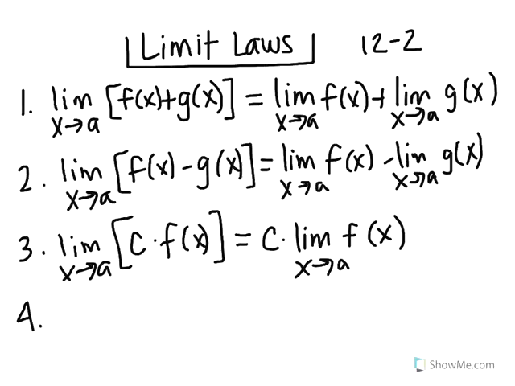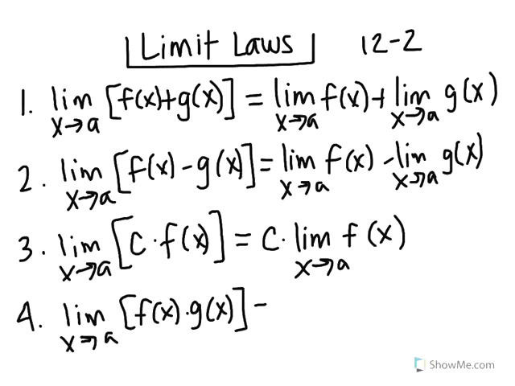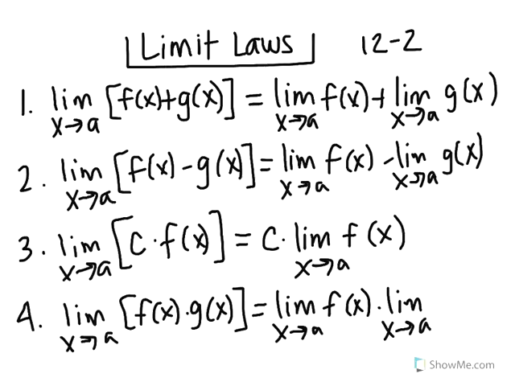Alright, number 4. The limit of a product. So the limit as x approaches a of f of x times g of x. You can probably guess what it's going to be. You can break them apart into two separate things. You can take the limit as x approaches a of f of x times the limit as x approaches a of g of x. So you can basically take the limit of each of the functions separately and then multiply them together. So the limit of the product is the product of the limits.